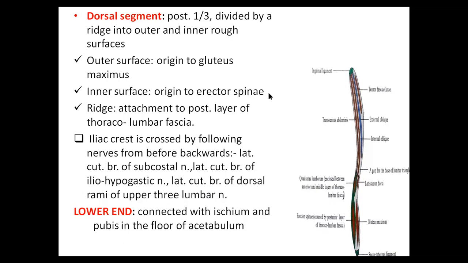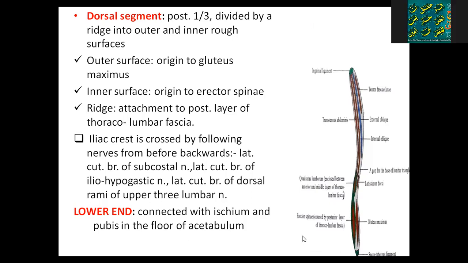So the lower end of the bone, where is it connected? See here, this is the lower end of the ilium, and it is connected posteriorly to the ischium and anteriorly to the pubis. And the three bones meet here in the acetabulum.